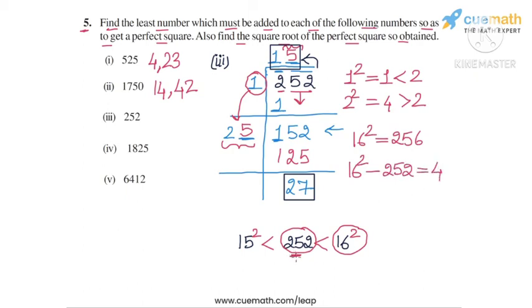So if you add 4 to 252, you get the next perfect square, which is 16 square, and the square root of that will of course be 16. So the answer for part 3 is that the smallest number you can add is 4 to get a perfect square, and the square root will be 16. So that completes part 3.